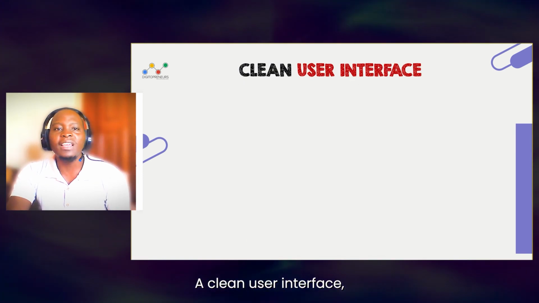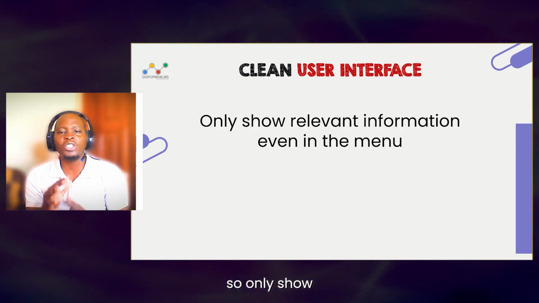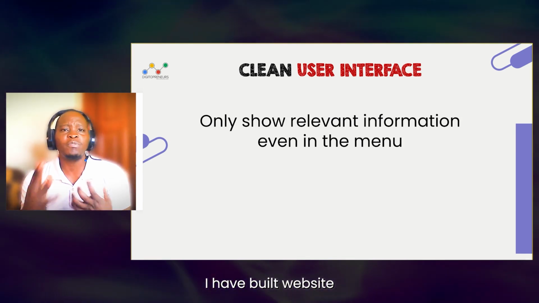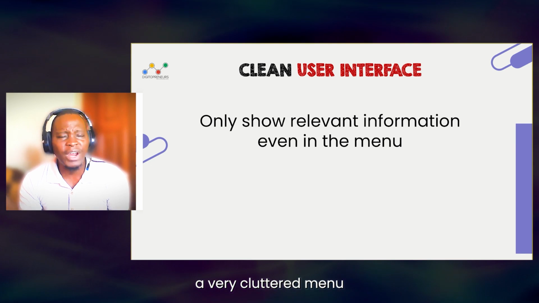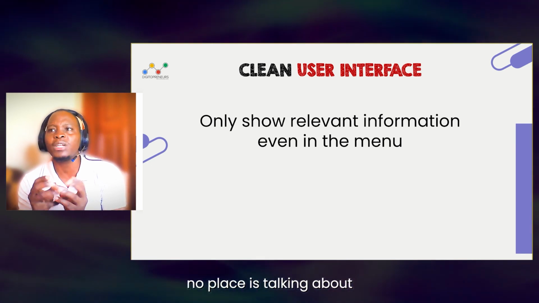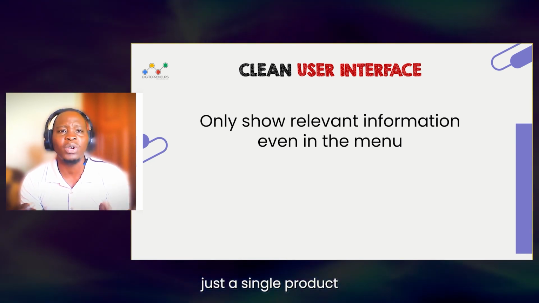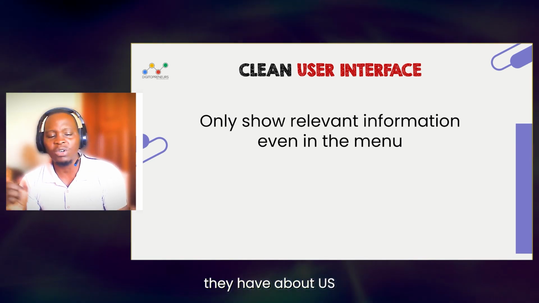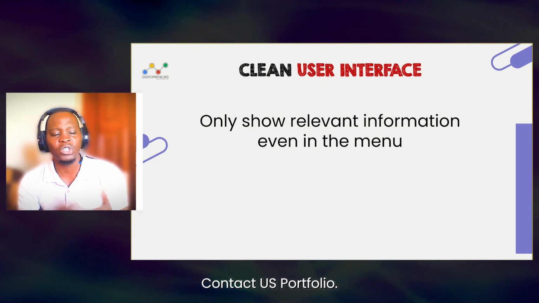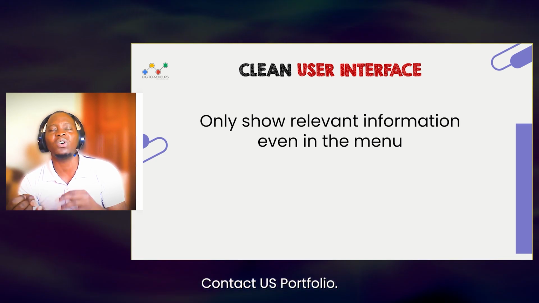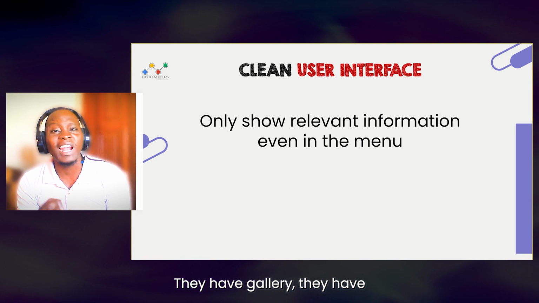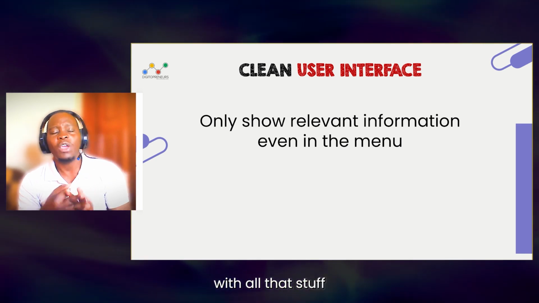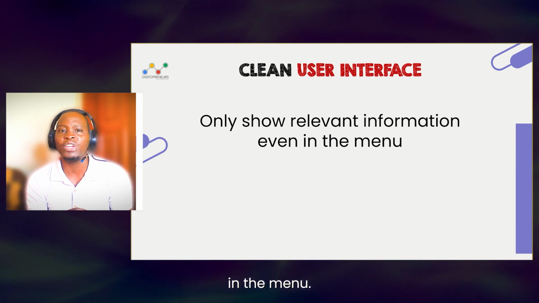Okay, a clean user interface. So only show the relevant information even in the menu. I have been to websites where you find a very cluttered menu, and you find that the website is talking about just a single product or a service, but they have all the things in their menu. They have about us, services, testimonials, contact us, portfolio, they have gallery, they have the charities they are working with, all that stuff in the menu.